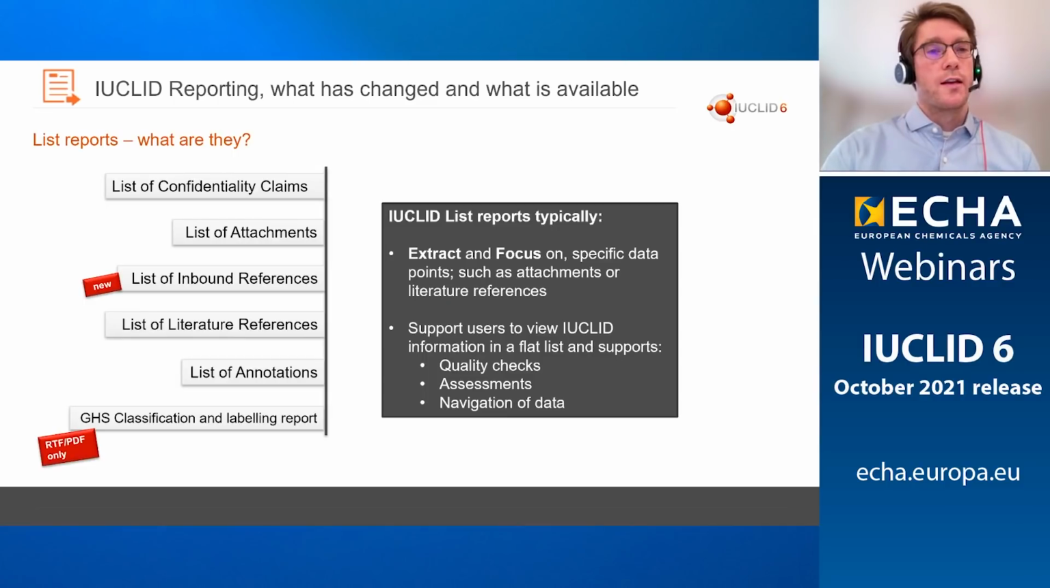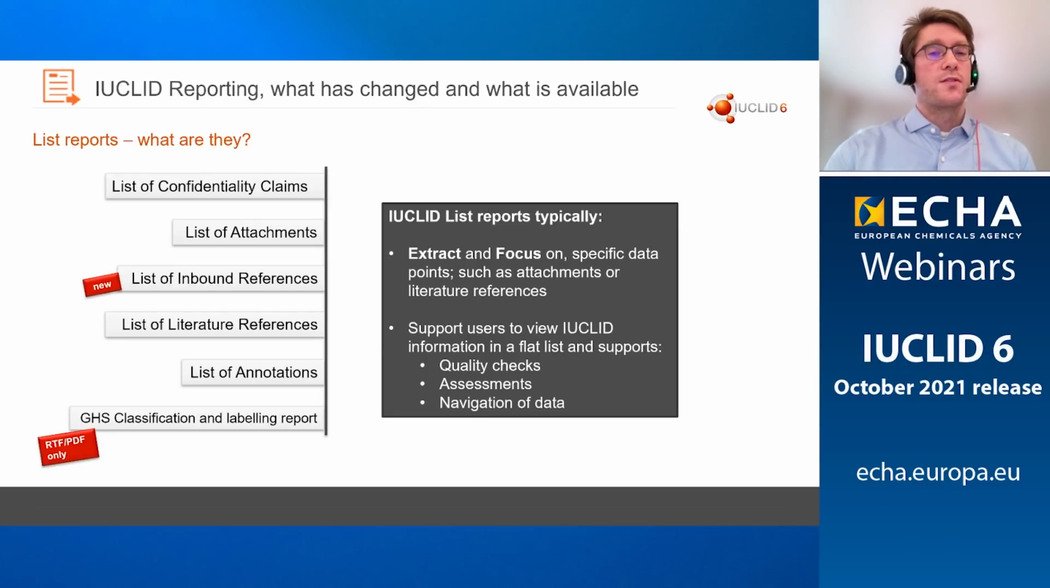So moving on to the next slide, I'd like to focus on this particular set of default reports in Euclid, which we call list reports. What are these list reports? Well, they typically extract and focus on specific data points, such as attachments or literature references. And they support users, as I previously mentioned, to view Euclid information in a flat list. And this is used to support, for instance, quality checks of data. They support the assessment of data and potentially also the navigation of data where it's difficult in the interface.